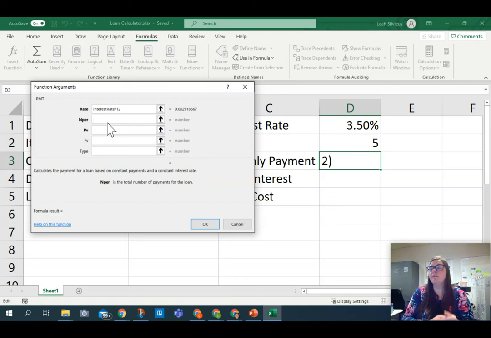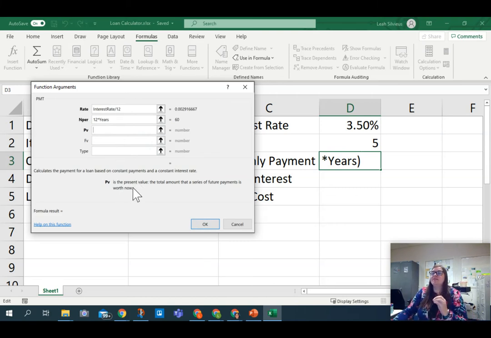NPER is the total number of payments for the loan. So we're paying monthly, so 12 times a year. How long are we paying it for? Well, 5 years. We put in a number of years, 5 years. So we're going to multiply that by 12 because we're paying it monthly for 5 years. That means we're going to have 60 payments over the course of the entire loan, right? Okay, so we've got that in there. And sometimes you have to read these and really look into what you are doing.